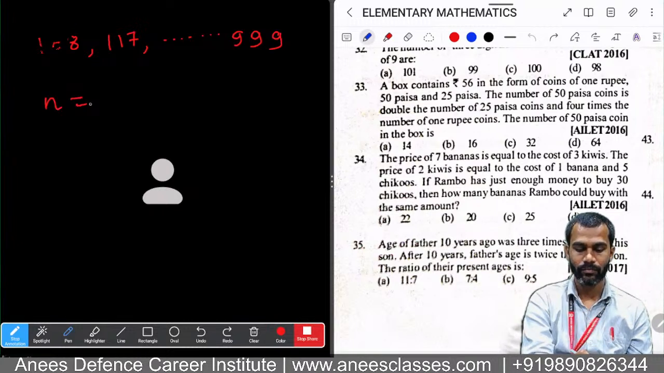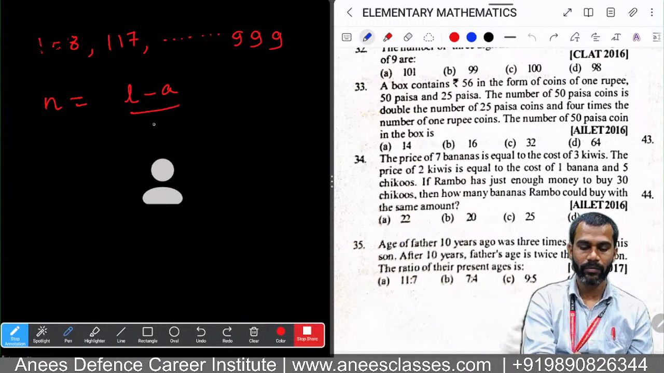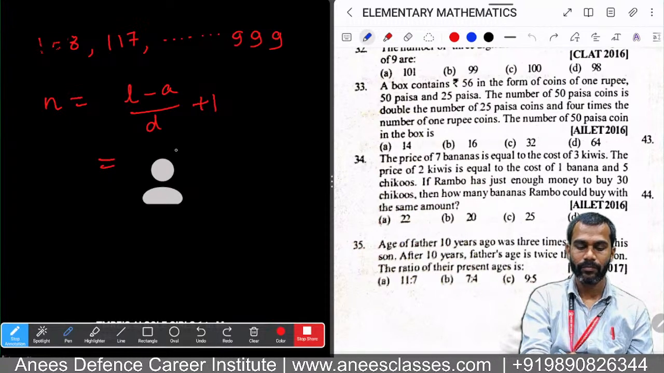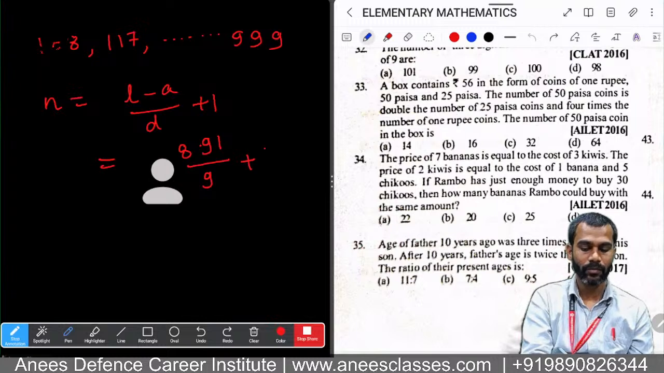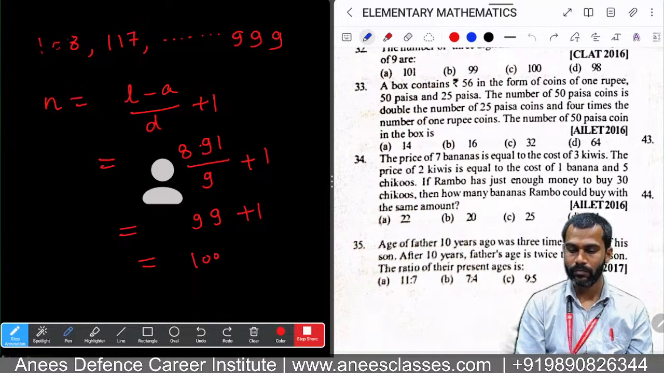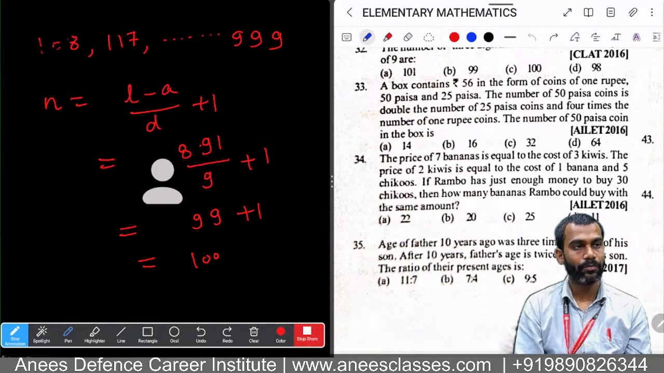N is equal to L minus A divided by D plus 1. Yes or no? What is L minus A? 891 divided by 9, plus 1. 9 nines are 81. Again 9 nines are 81. Yes or no? Plus how many? Yes. Okay.